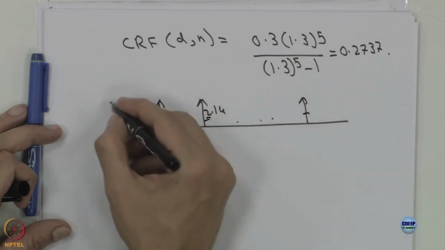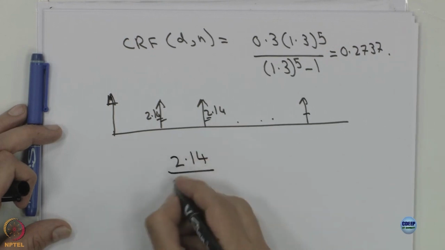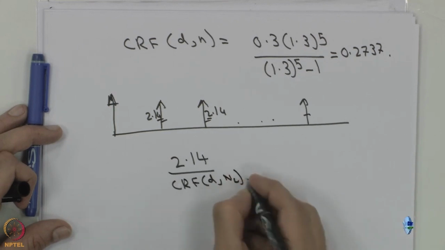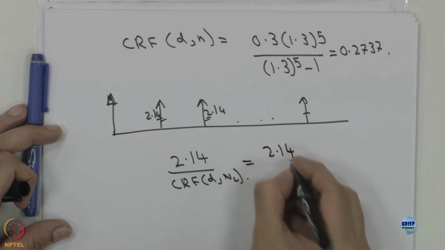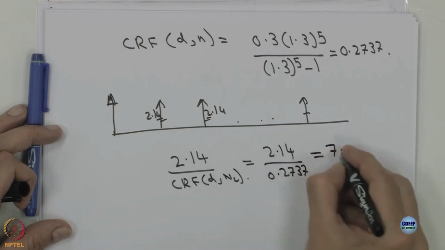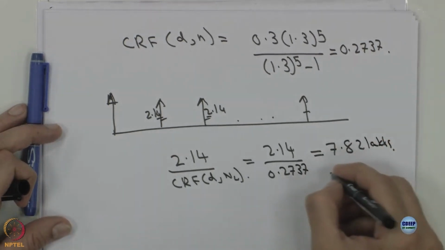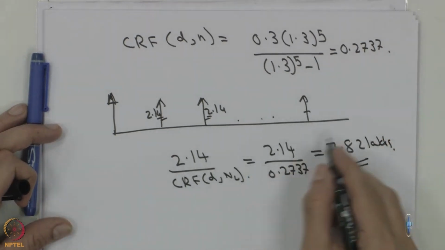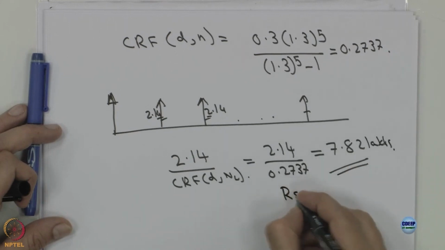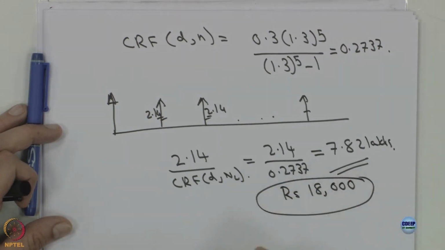We want to replace this by an equivalent upfront amount, which will be 2.14 divided by the capital recovery factor, CRF, and this turns out to be 2.14 by 0.2737, which is 7.82 lakhs. Please note that this is less than the 8 lakhs that we are taking in the loan. So, in effect we are getting a net benefit of 18,000 rupees, and hence we should go for the loan.